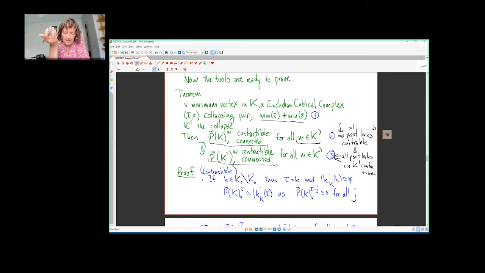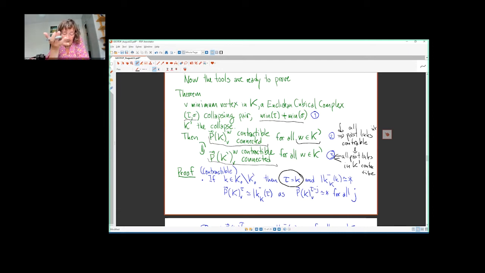So let me face that first, because what about the vertices that are in K and not in K prime? Well, there cannot be a lot of those, because if you collapse, the only way of getting rid of a vertex is if the smaller of the collapsing pair is actually a vertex.